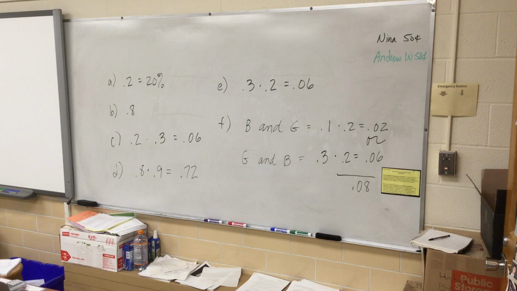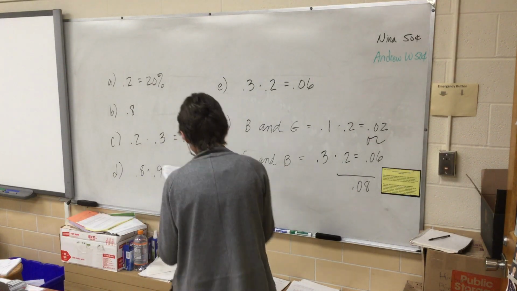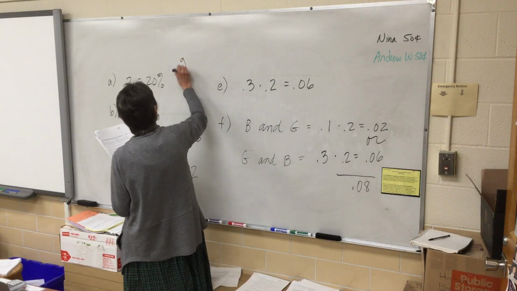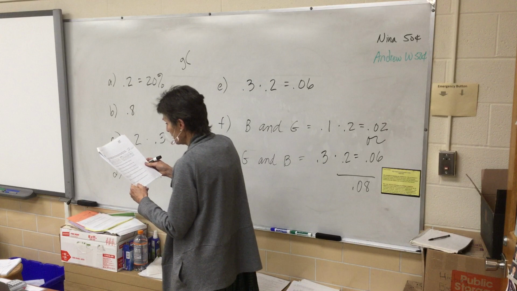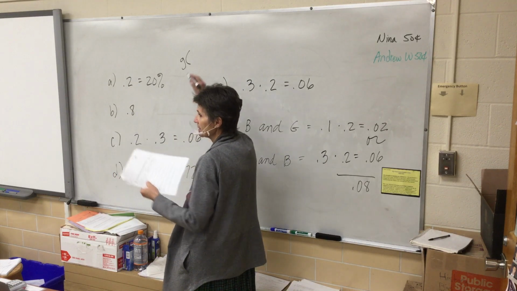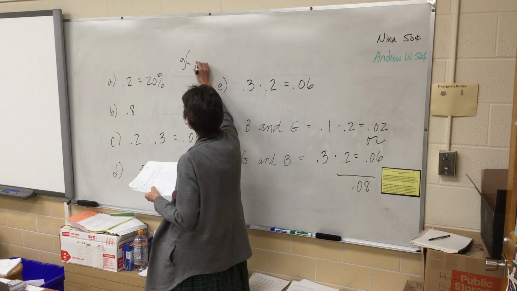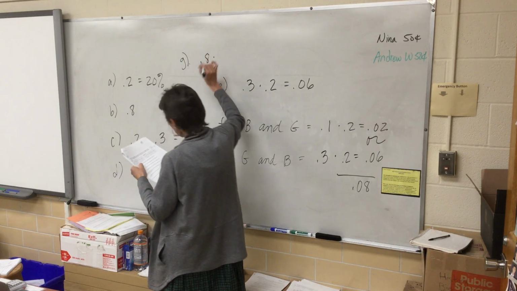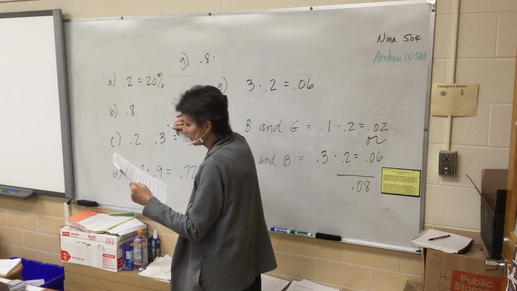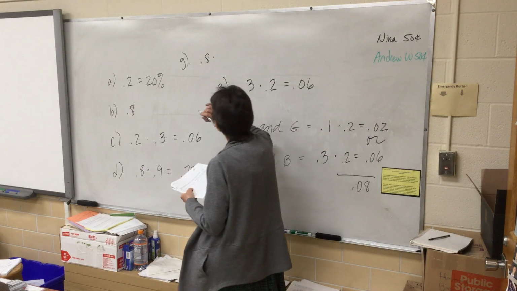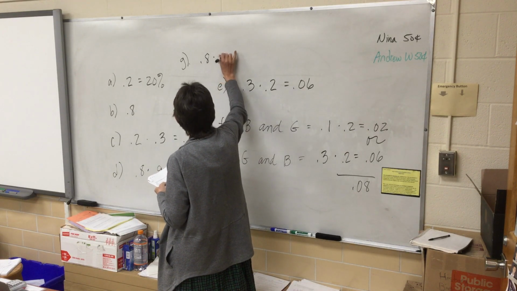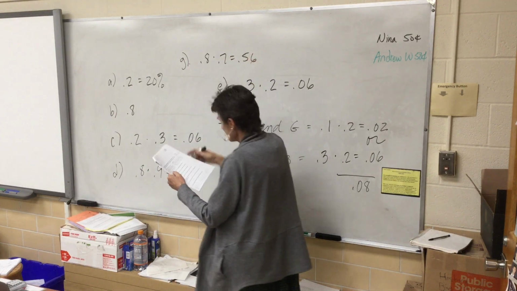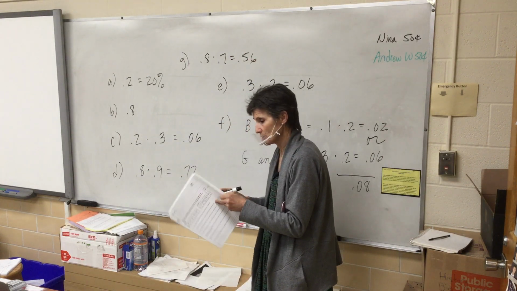Now what about the last one? G. If a candy is chosen from each bag, what is the probability that neither will be red? All right, Maggie, not red: 0.8. And Elizabeth, not red: 0.7. So 0.56 is the answer to the question.